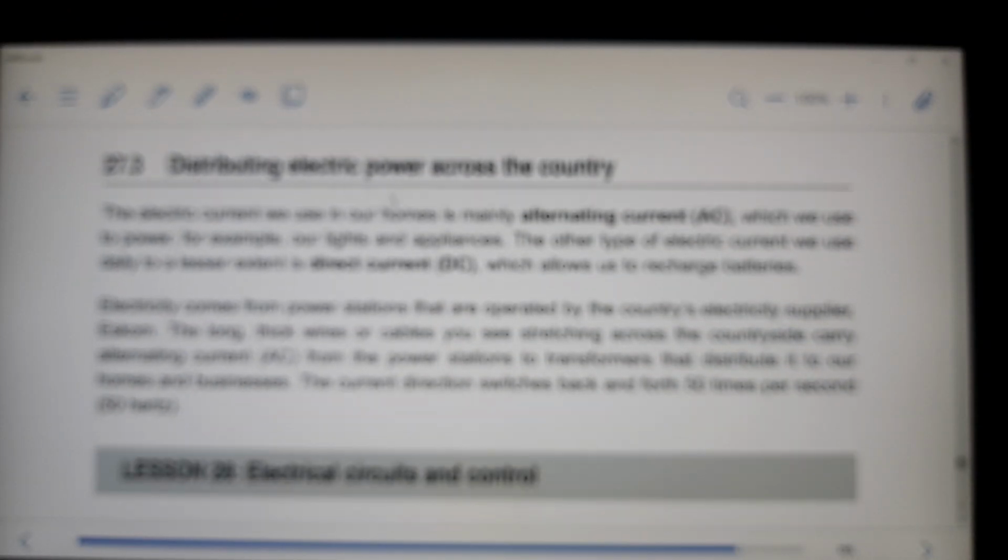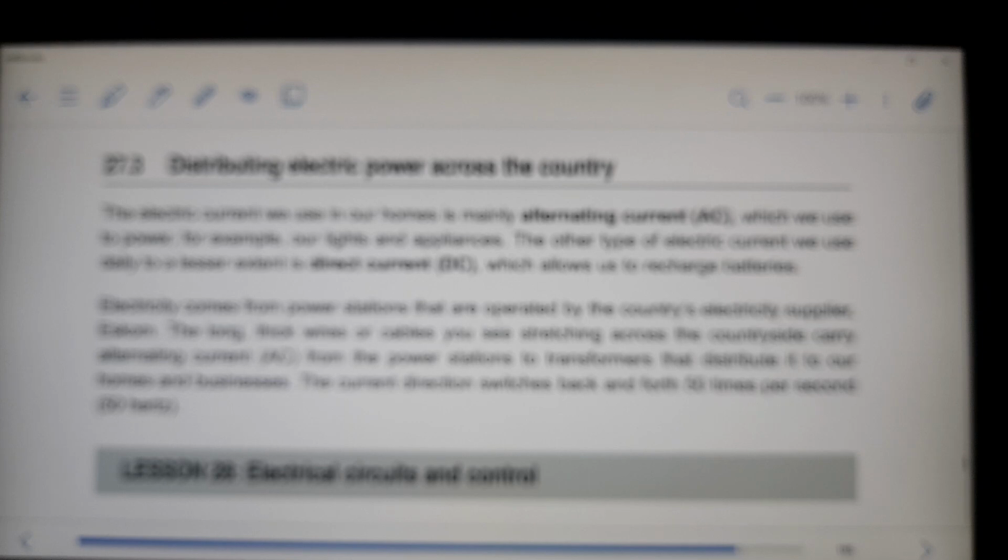Okay, so now let's talk about electricity distribution. That is section 27.3, distributing electric power across the country. The electric current we use in our homes is mainly alternating current, which we use to power, for example, our lights and appliances. The other type of electric current we use daily to a lesser extent is direct current, which allows us to recharge batteries.